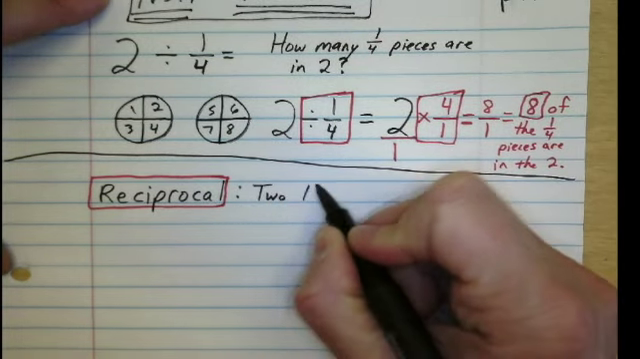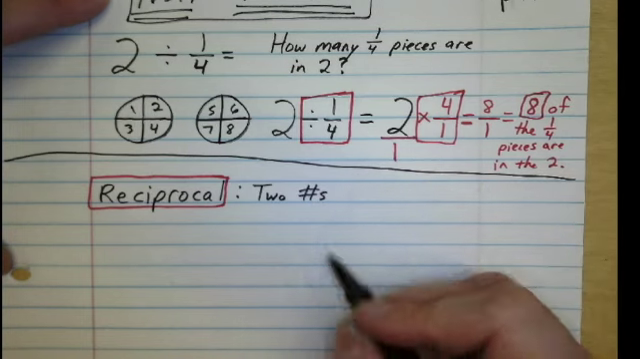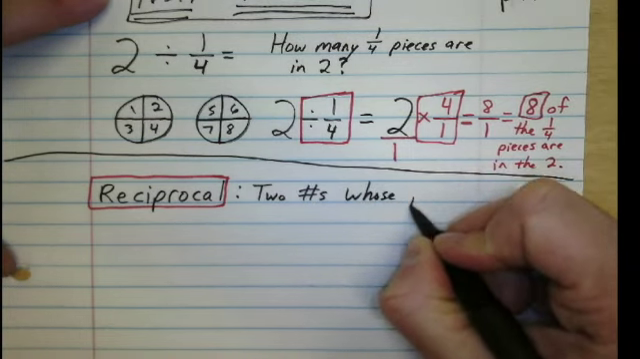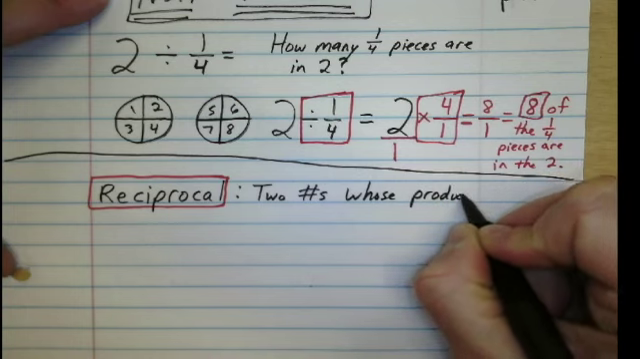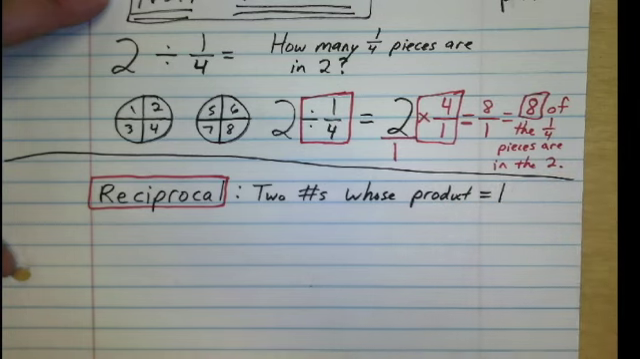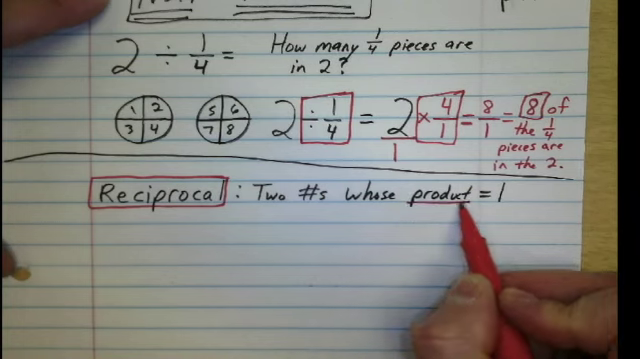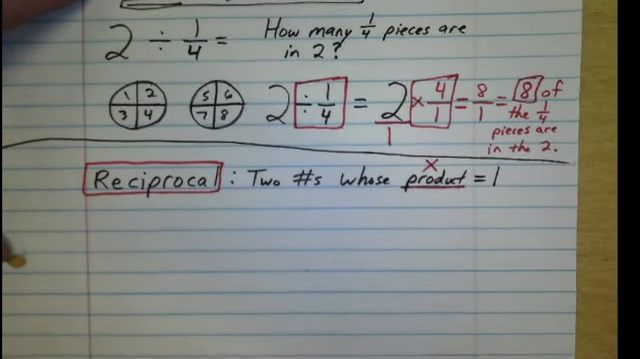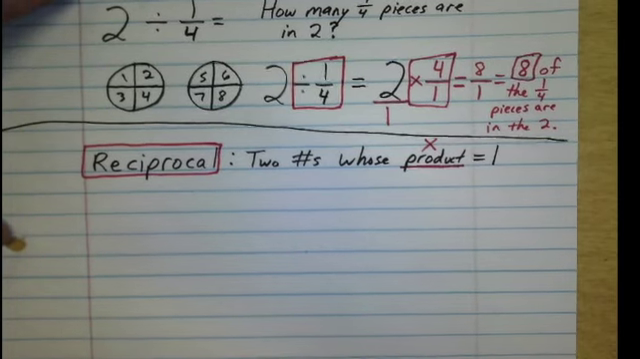2 numbers, number sign to shorthand that, whose product equals 1. And do you remember what the word product means? When I hear product, that means to multiply. So 2 numbers that when you multiply them, it's going to equal 1.